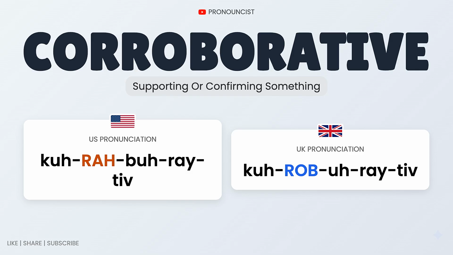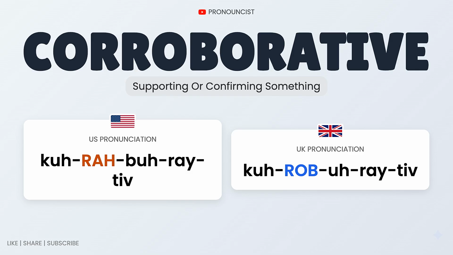Corroborative. Now, read the syllables of British pronunciation shown on the screen naturally. K, rob, ray, tiv, corroborative. K, rob, ray, tiv, corroborative. Stress ra and keep tiv light.